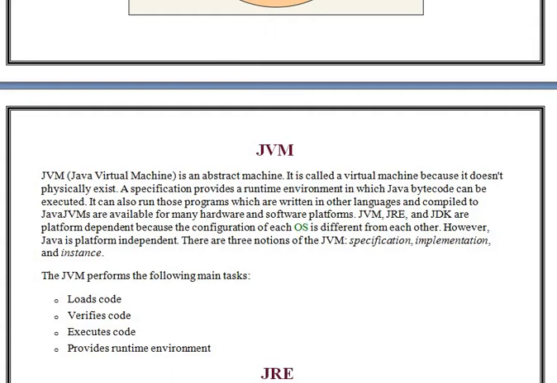JVM, JRE and JDK are platform dependent because the configuration of each OS is different from the others. However, Java is platform independent. There are three notions of JVM: specification, implementation and instance. The JVM performs the following main tasks: loads the code, verifies the code, executes the code, and provides a runtime environment.